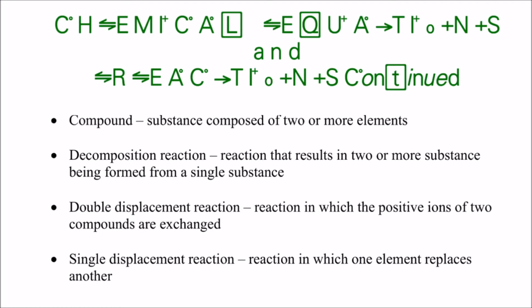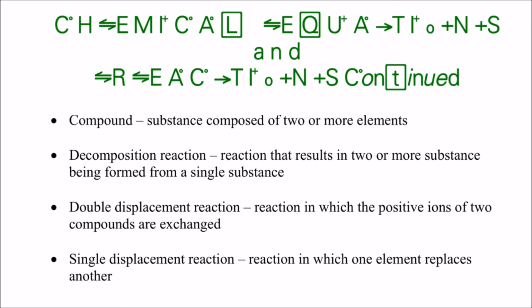The decomposition reaction is one that results in 2 or more substances being formed from a single substance. Remember, in biology, decomposition or decomposers were things that broke down nutrients. Same thing in chemistry. The decomposition reaction started from one thing, and that thing was broken down into 2 or more things.